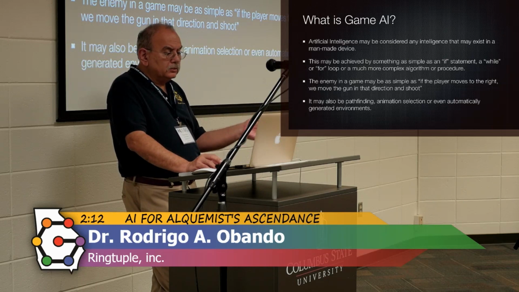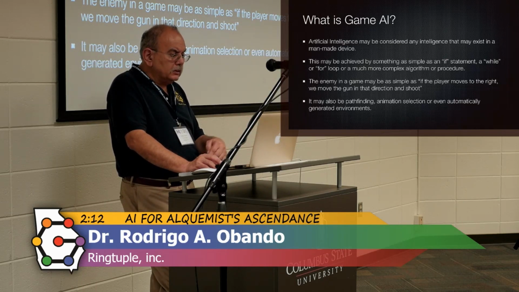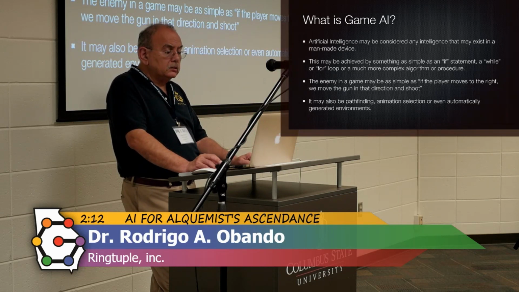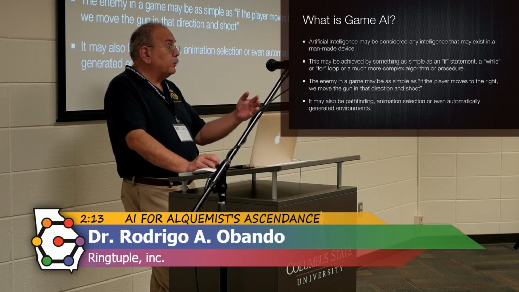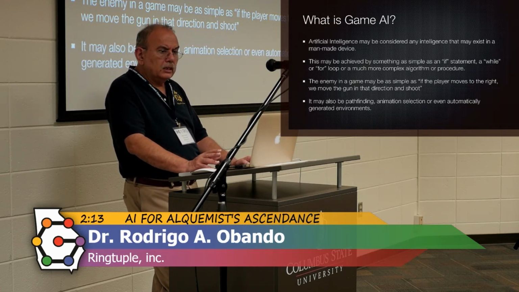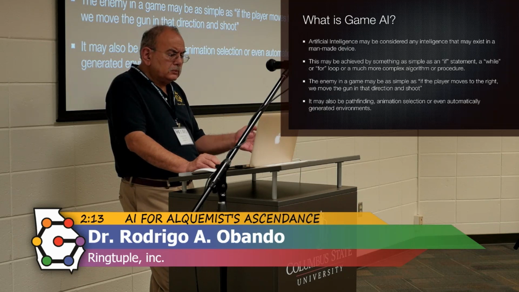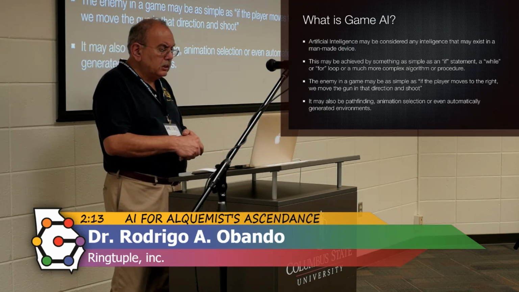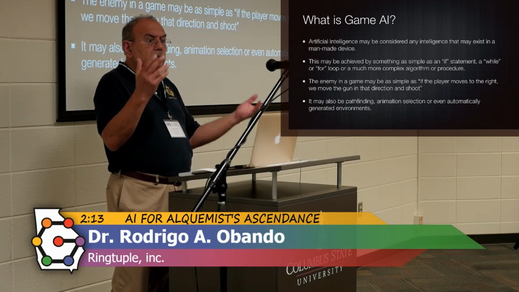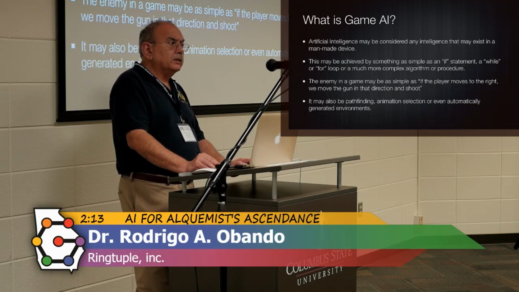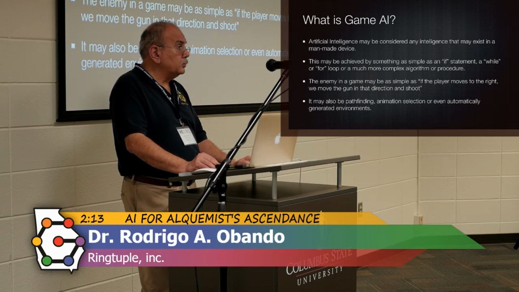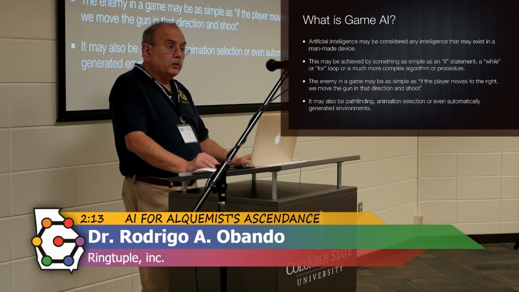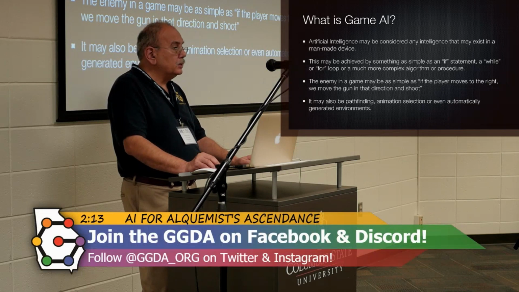Then we have while statements, for loops, all those kinds of things. For instance, the enemy in a game may be as simple as: if the player moves to the right, move the gun in that direction, shoot. Simple. But still, if you are playing the game and you see that, it seems like it is reacting to you. There will also be pathfinding, animation selection, even automatically generated environments. Whenever you play games such as Assassin's Creed, which was mentioned today, you need to go to some place for a quest or mission, and you're indicated where to go. All that uses pathfinding, which is regular GPS, and that's AI.